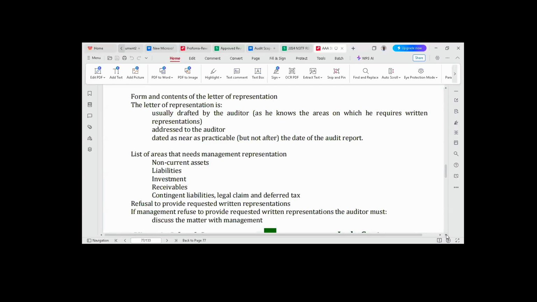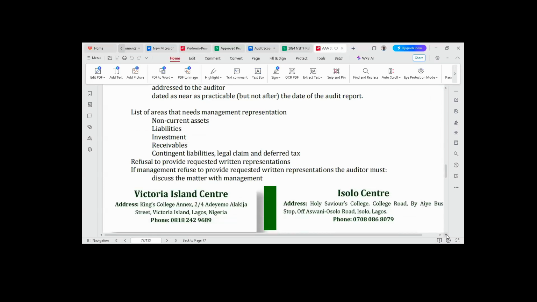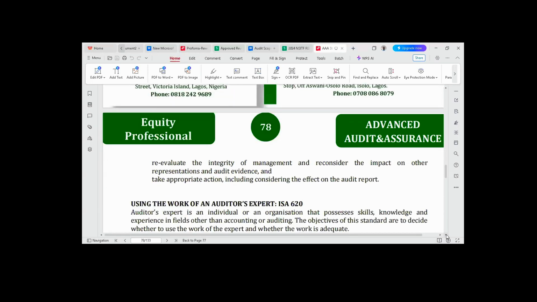Now, if management refuses to provide the letter of representation or written representation, then the auditor will need to follow these procedures. First of all, he needs to sit with the management to understand the reason why they don't want to provide that information. That's number one. Number two, when he sits with them, he will be able to reevaluate the integrity of the management.